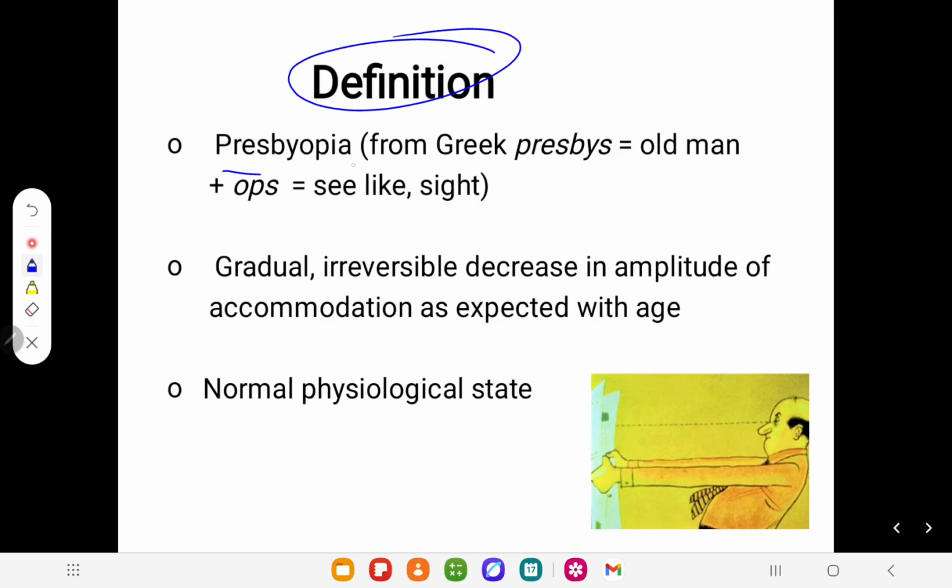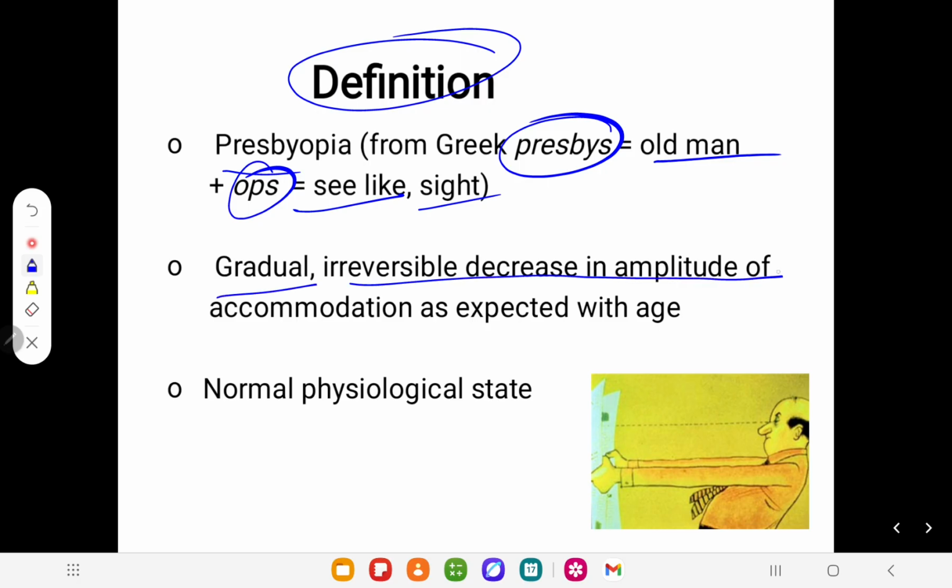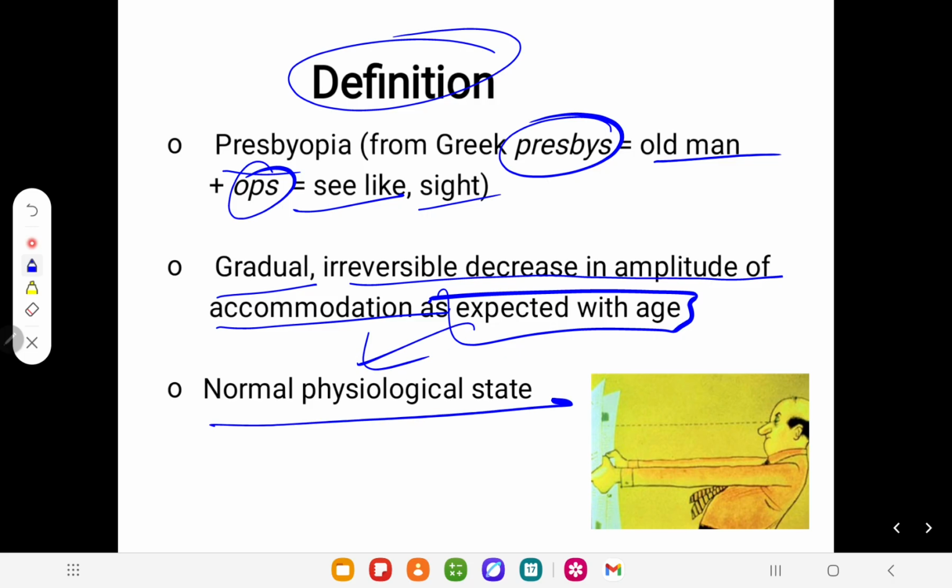So definition: presbyopia comes from a Greek word, where presbyos means old man and ops means sight. So the definition of presbyopia is a gradual, irreversible decrease in amplitude of accommodation as expected with age. What do you mean by expected with age? It means it's a normal physiological state. Presbyopia is not at all pathological, it's only a normal physiological state.